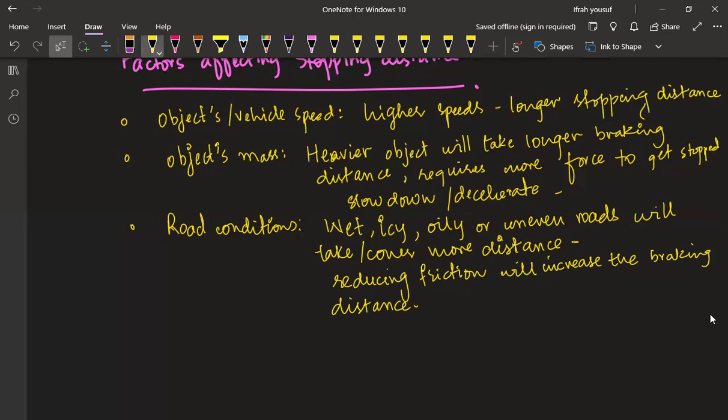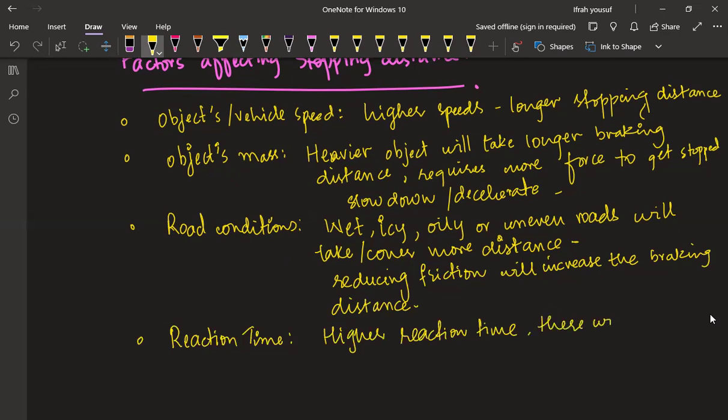Okay. Now the last factor is reaction time. So if you have higher reaction time, there will be greater thinking distance, okay? Higher reaction time, so there would be greater thinking distance. Clear?